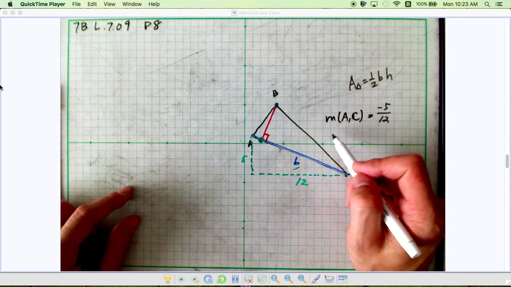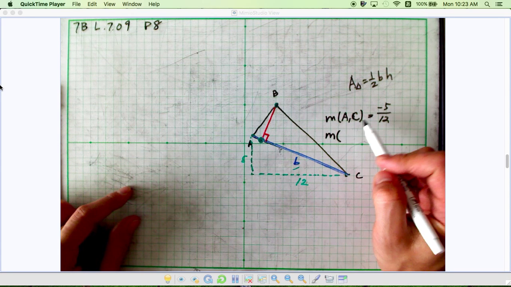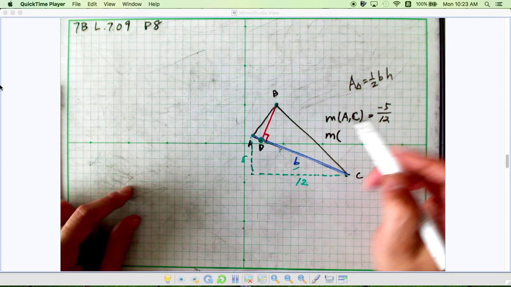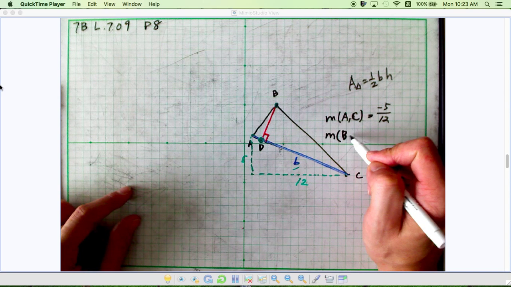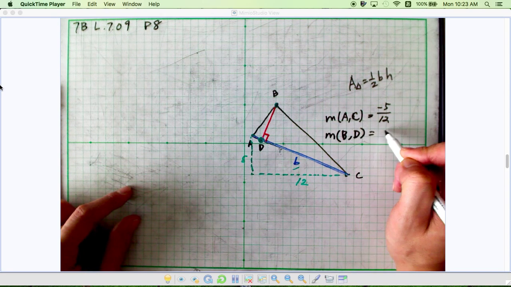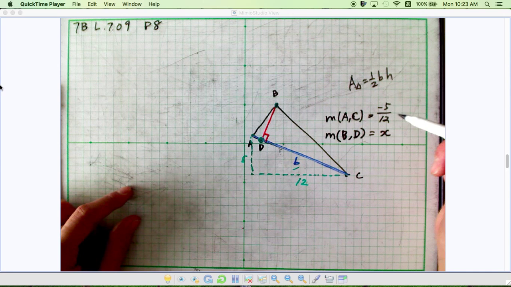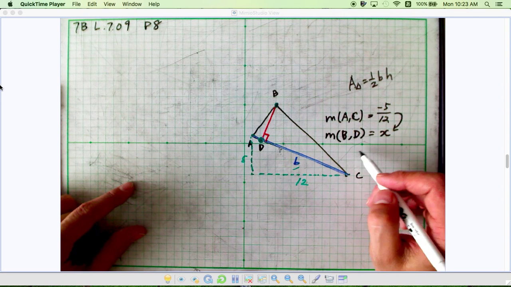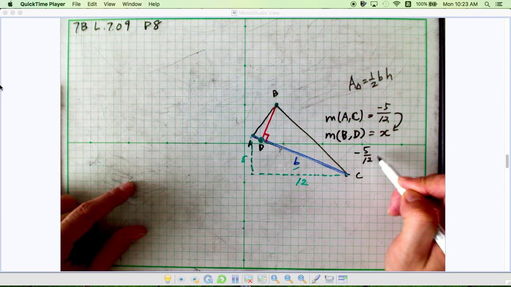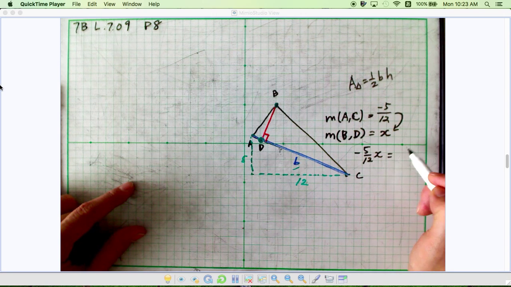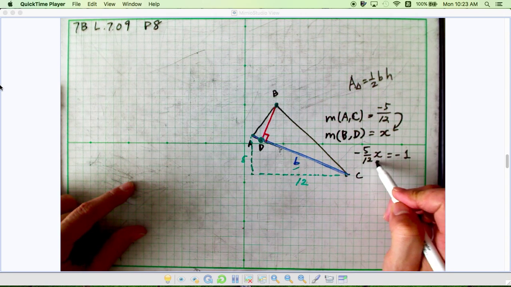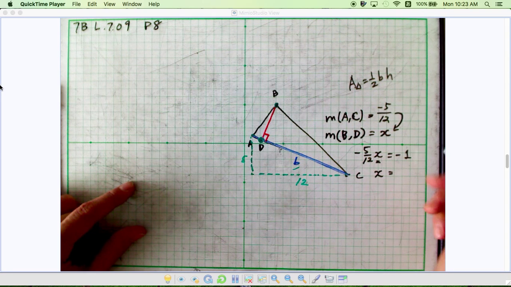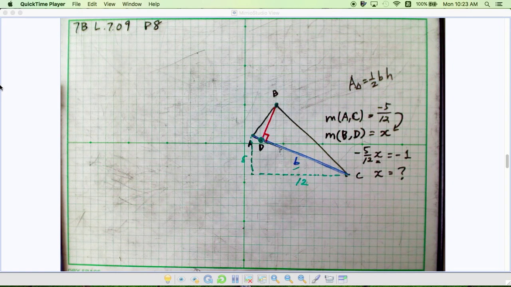And then if you look at the slope of B, let's call this D, the intersection point, BD is something, right? So we don't know, that's unknown. So if you multiply -5/12 by x, that should be -1. What is x? So find x first, right? And that's going to get you somewhere.